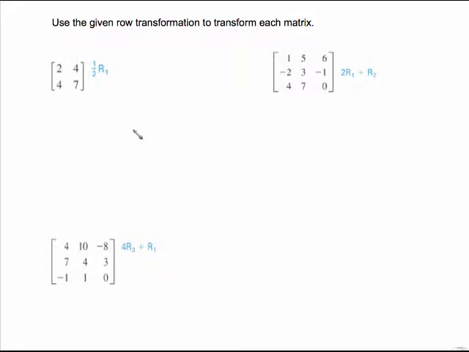Some matrices where you're asked to do a couple of these easy arithmetic steps. This says take half of row 1. Half of row 1 means divide all of row 1 by 2. This becomes 1, 2. The bottom row remains unchanged.